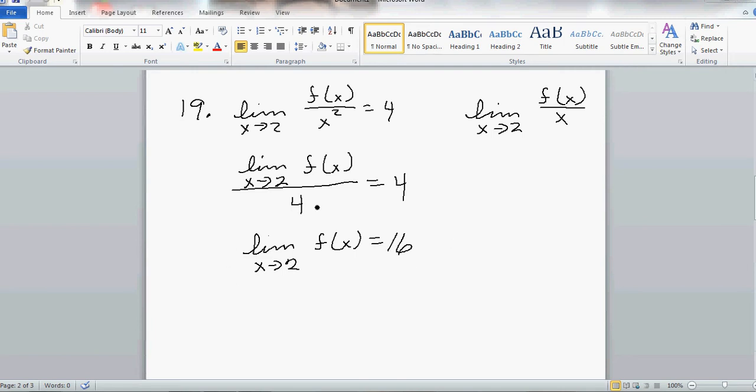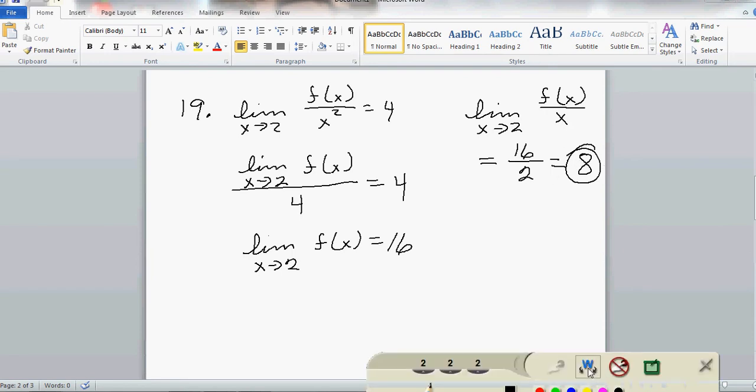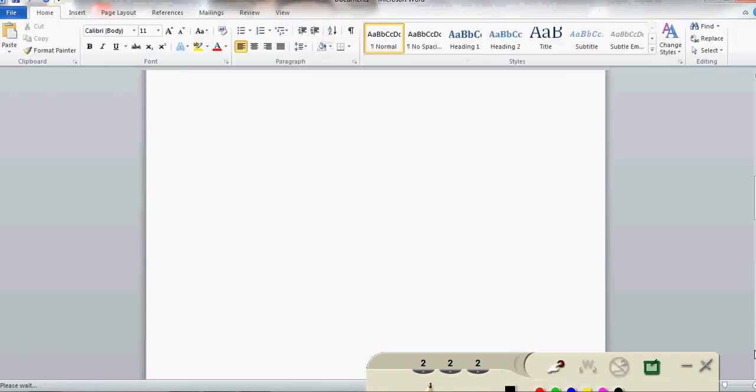So now we have this information. So now to find this answer, what is the limit as x approaches 2 of f of x over x? Well, f of x equals 16. Then we can do the same substitution. X equaling 2 would go right there. 16 over 2 equals 8. And so the limit as x approaches 2 of f of x over x equals 8. And that is the solution to the problem that we are asked.